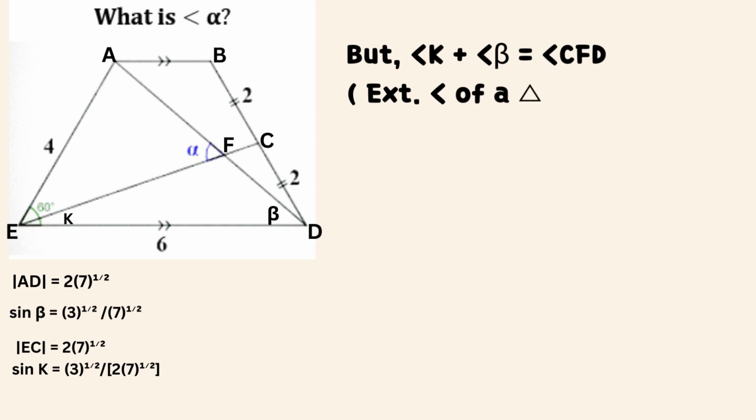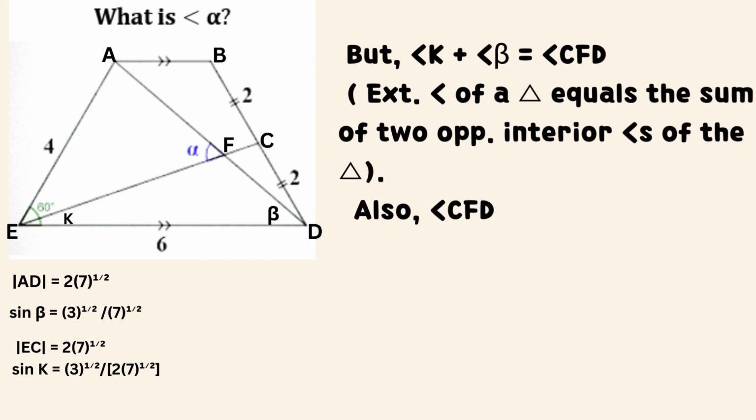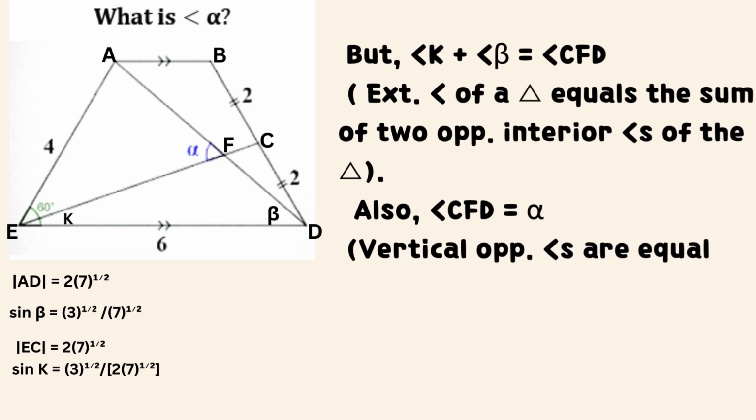But the sum of angle K and angle beta equals angle CFD. It is because the exterior angle of a triangle equals the sum of the two opposite interior angles of the triangle. Also, angle CFD equals alpha. It is because vertical opposite angles are equal. Thus, alpha equals the sum of angle K and angle beta.